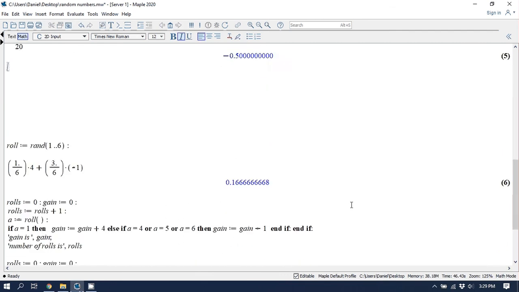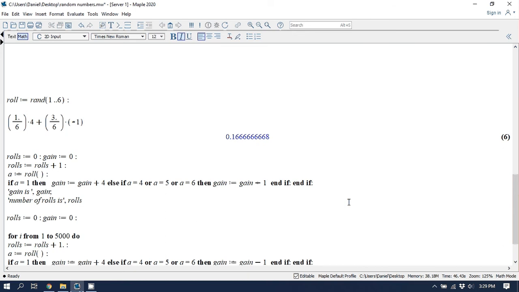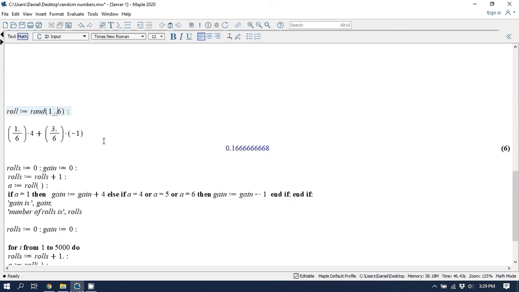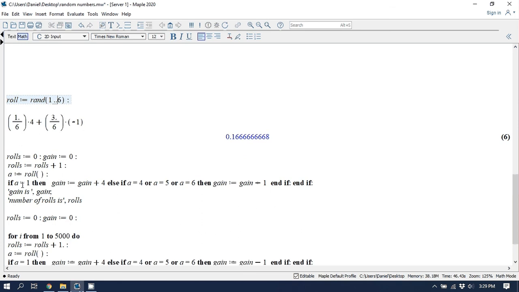We could do the same for rolling a die. Here I generate a random number from 1 to 6. Each time I execute the roll function, that means rolling a die, so the value will be either 1, 2, 3, 4, 5, or 6. Suppose in this game, I didn't write it down here, but let's say if you roll a 1, you win $4.